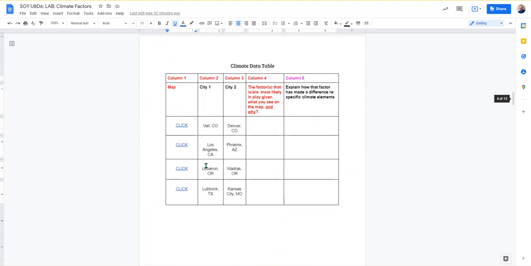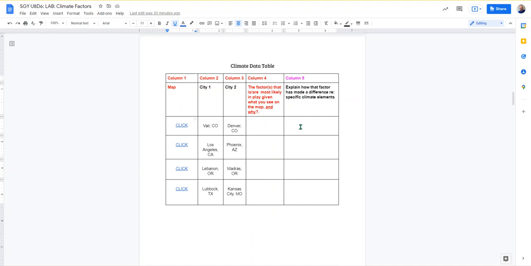Down here you'll see there's this chart of climate data where in column 1 we have links to some weather maps or to some location maps and some data about the climates for two cities. Here we have the two cities. City 1 is in Colorado, it's going to be Vail, Colorado, and column 2, Denver, Colorado. And then in column 4, this is where you're going to list the factors that you think are influencing the climate here. And then in the final column on the right here with the purple heading, this is where you put the factor that you think makes the biggest difference.